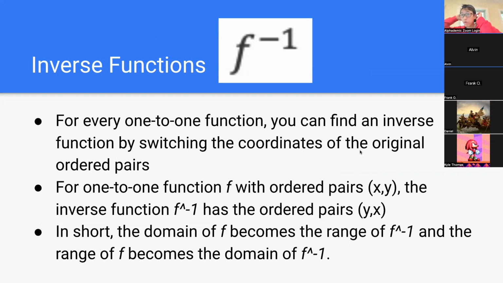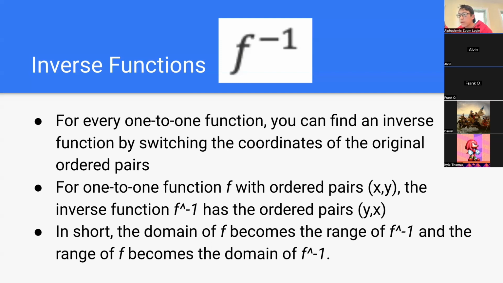Next, we're going to talk about inverse functions. That's what it looks like at the top. It's basically exponent -1, but you would never read it as f of negative 1 or f negative exponent 1. You would just read it as f inverse. So for every one-to-one function, you can always find an inverse function by switching the coordinates of the original ordered pair. For every one-to-one function f with ordered pairs x, y, the inverse function f inverse has the ordered pair y, x.